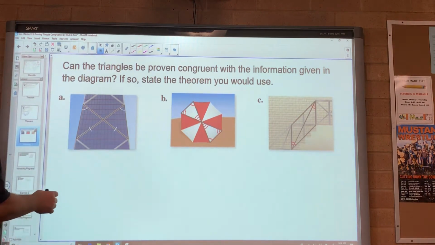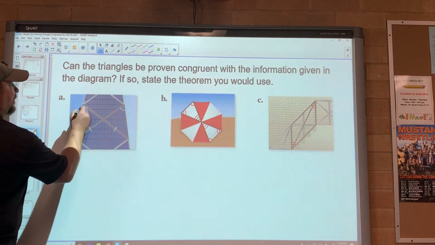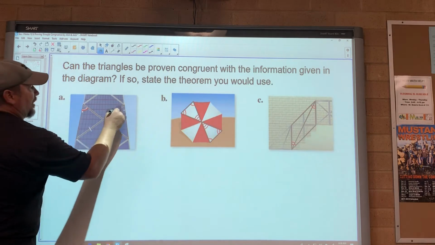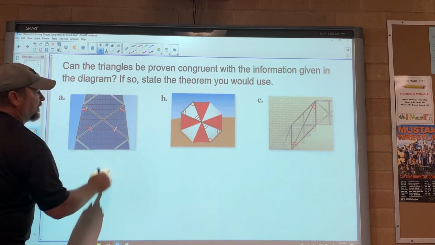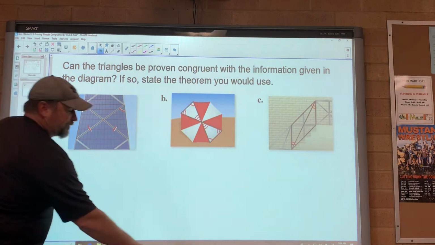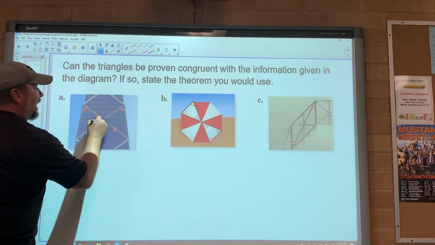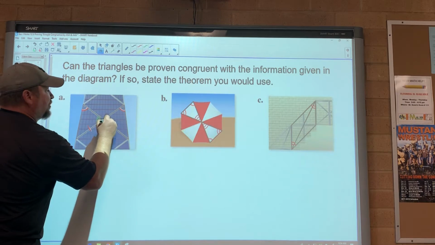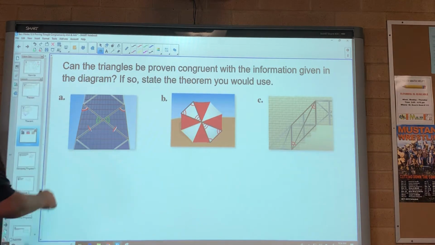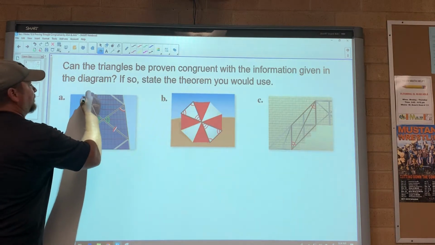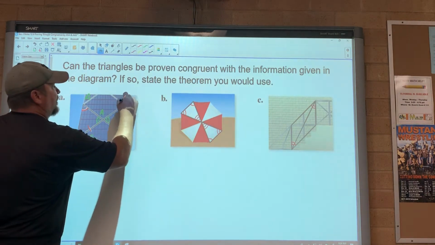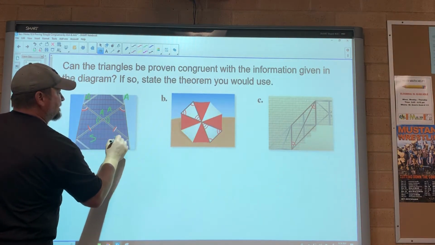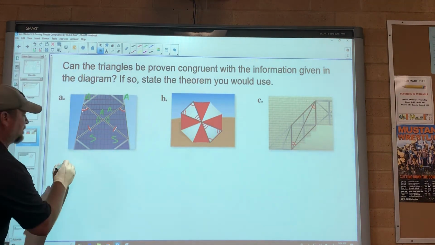Well, let's ask. Right now we have 1 mark right here. That one was already marked. This one was already marked. And then this side is marked. Okay, those were already marked. They do have an angle, and I'm going to do 2 of them. Those angles are vertical angles. I'm going to say yes by angle, angle, side. So, yes.